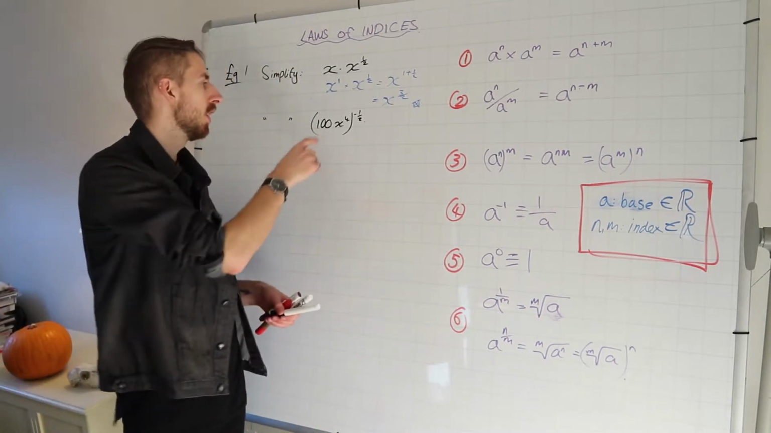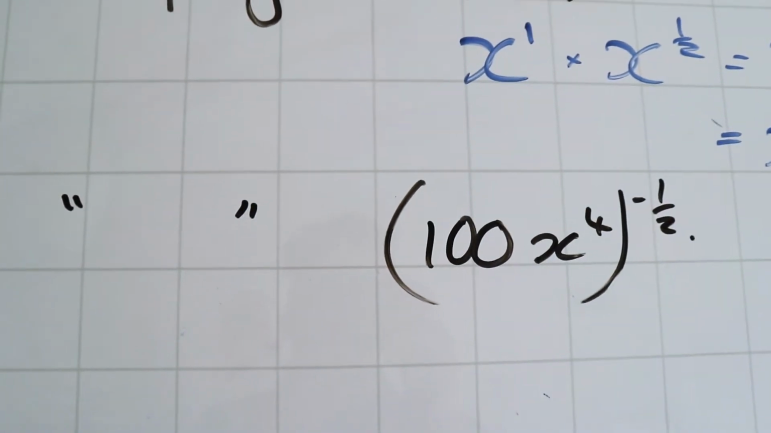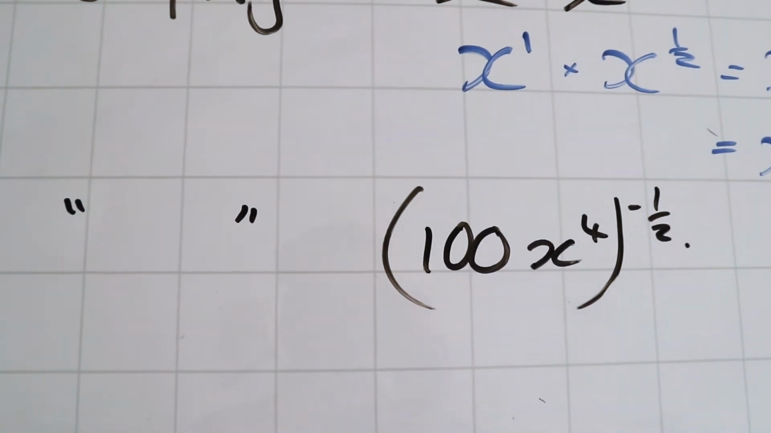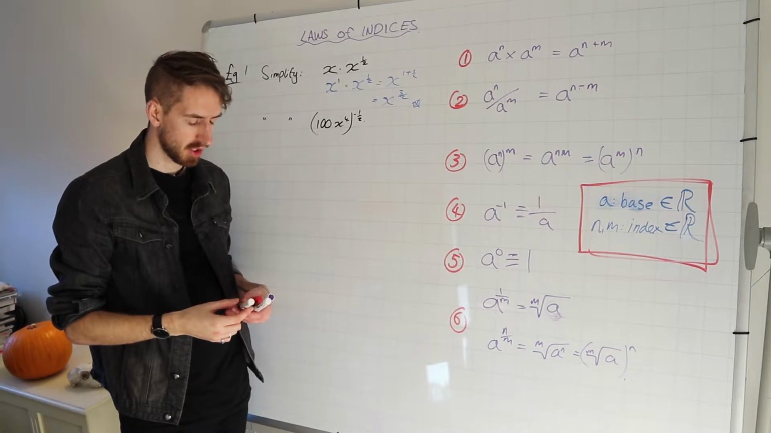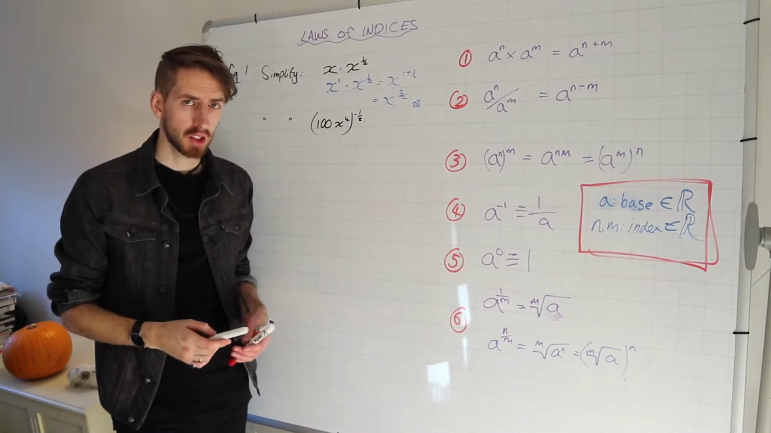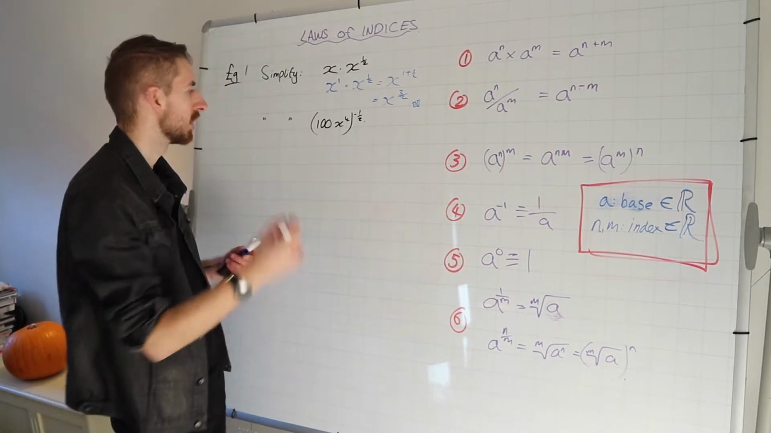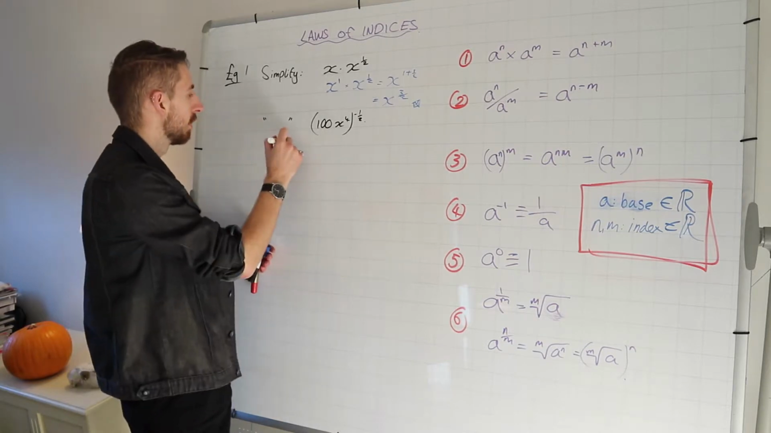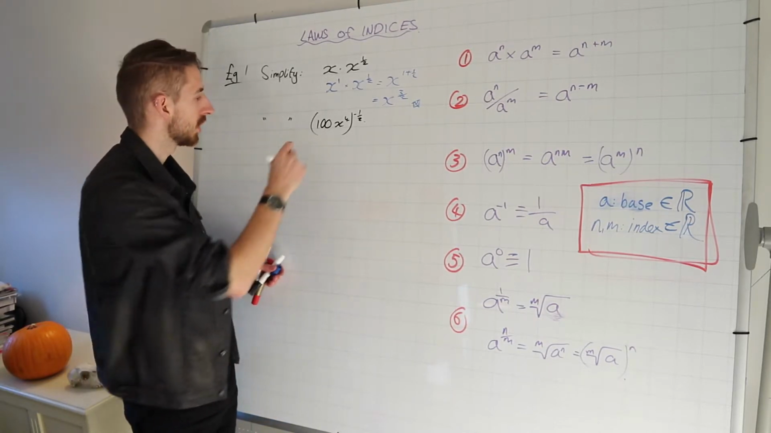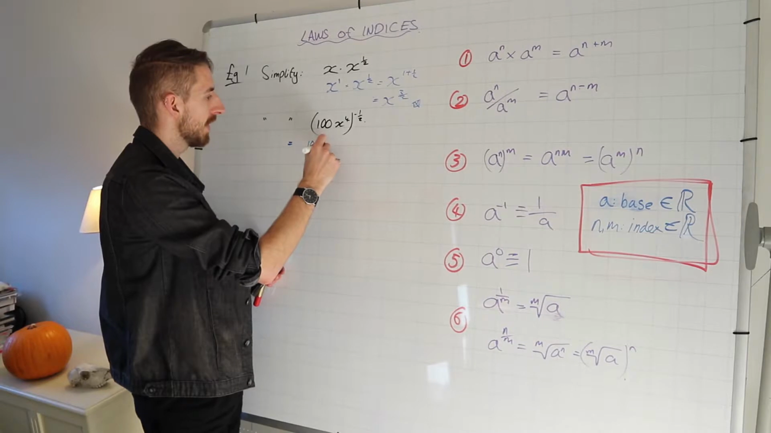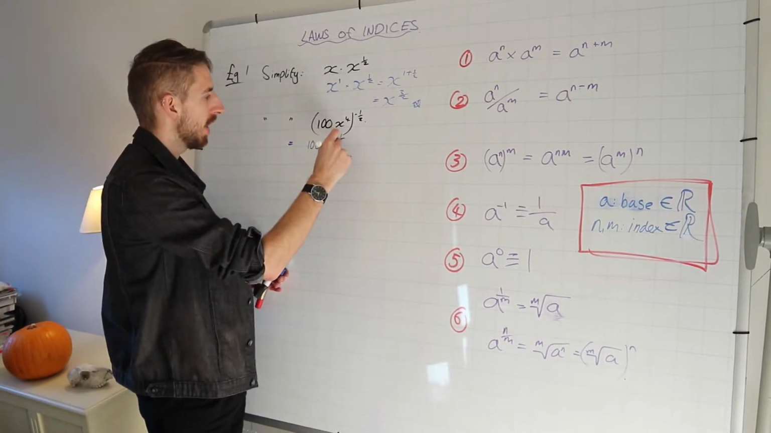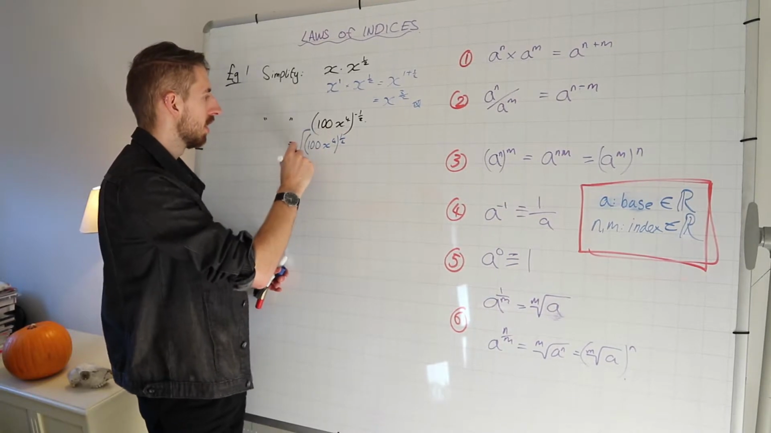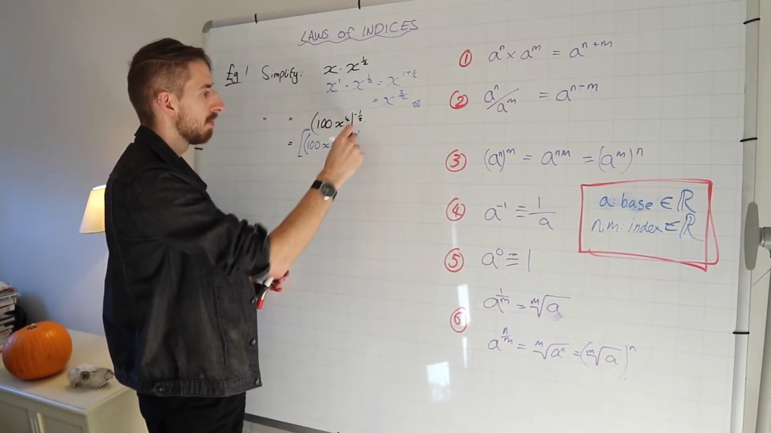Let's do another. This time it's a little bit more tricky. We've got 100x to the power of 4, so it's just x to the power of 4, and then all of that to the power of minus 1 over 2. We're going to look at this in two different steps because we can break it up. We're going to say that this is equal to 100x to the power of 4 to the power of a half, then all of that to the power of minus 1.